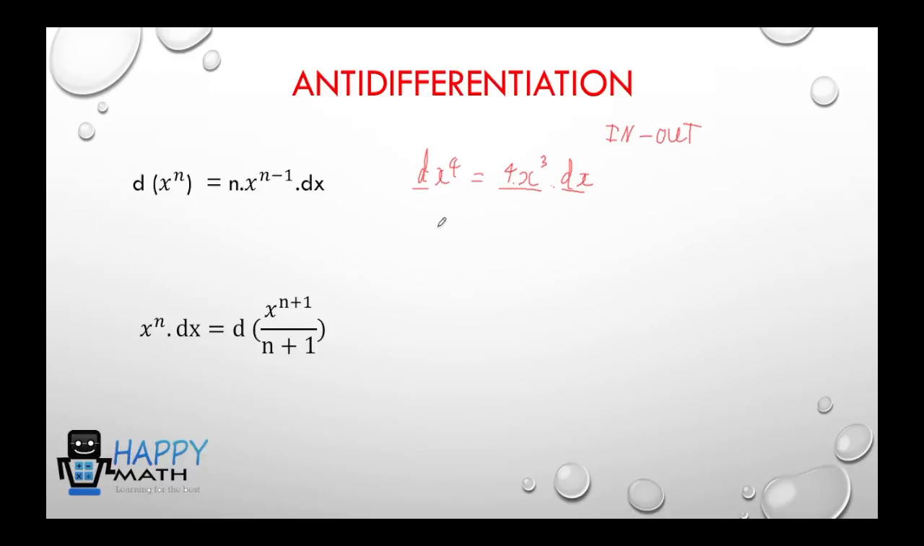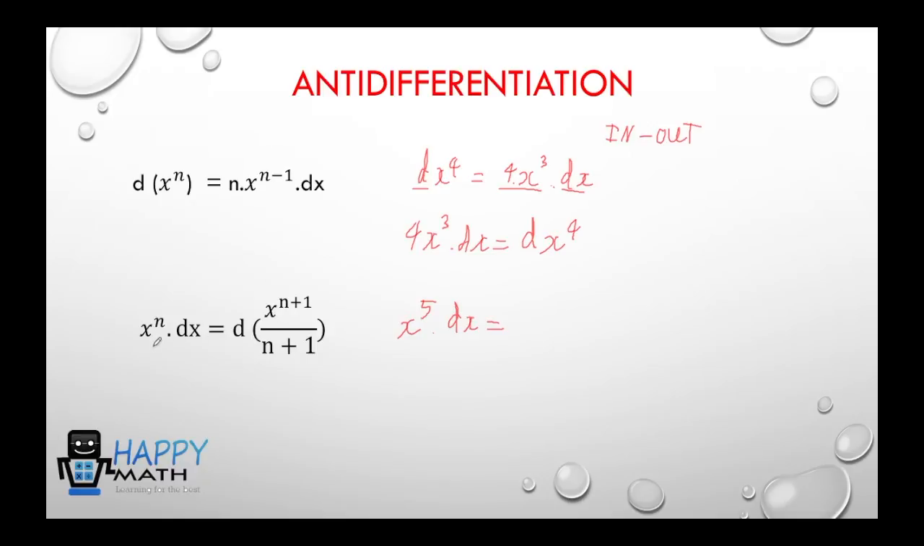So when you want to move the main function from the left to the right, you have to change the main function to x power 4. For example, when you have 4 times x power 3 times dx, it will be equal to d of x power 4. And another example, x power 5 times dx.